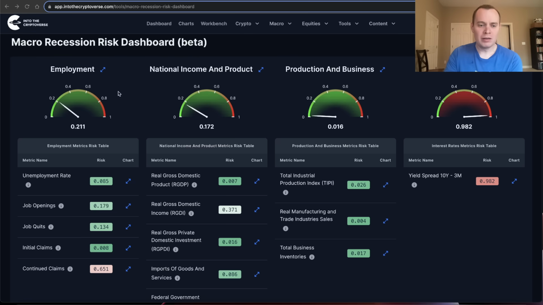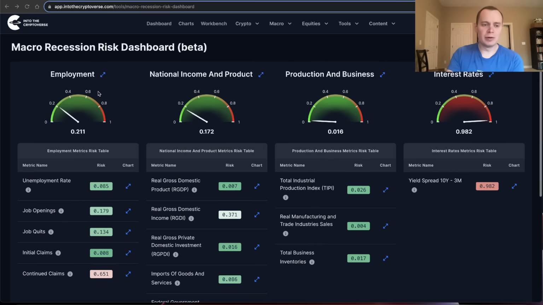Now, the only one of these 4 categories that is screaming there's something to worry about at this time is the interest rate risk. But this is also likely the only one that's going to give you any warning before it actually arrives. By the time unemployment risk would start to go up to high risk levels, the market's probably already priced it in. Okay?